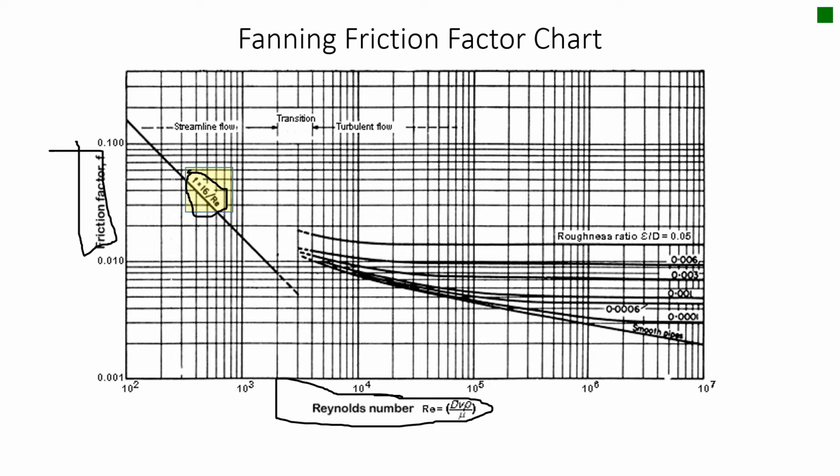And so in this case, if we have a Reynolds number of 10 to the 7th and a pipe roughness factor of, say, 0.05, then we have a value of friction factor perhaps somewhere about 0.015. So that would be the two friction factor charts that we have to worry about.